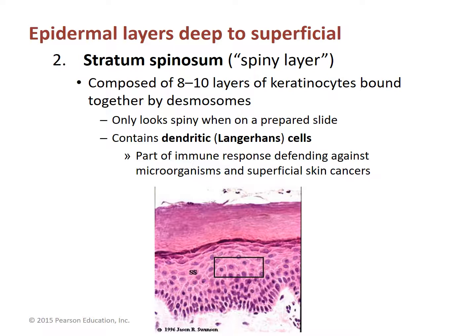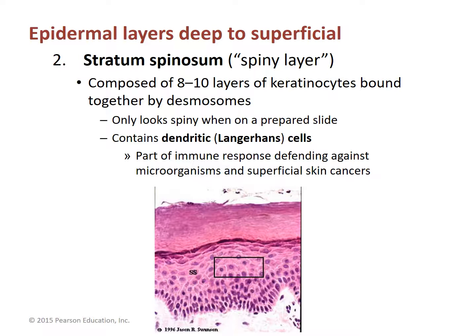Our next layer is the stratum spinosum. It is just above the stratum basale, and it contains cells, or keratinocytes, that are derived from the stratum basale. It also contains melanocytes, as well as Langerhans cells, which are part of the immune response defending against microorganisms and superficial skin cancers. Some of the keratinocytes here are continuing to divide.